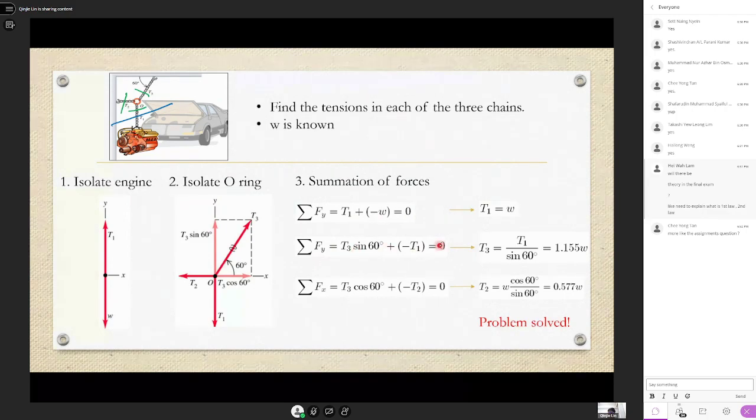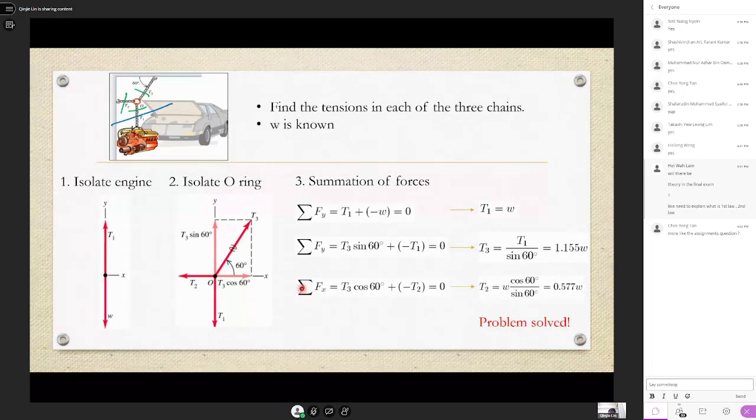Then equals to what? So we ask ourselves, now this O-ring, right, is it moving up and down? It's not, correct? That's why equals to 0. Okay, so from here, you will get an expression T3 equals to something T1. Okay, so we cannot solve it because you have two unknowns. But never mind, you continue.